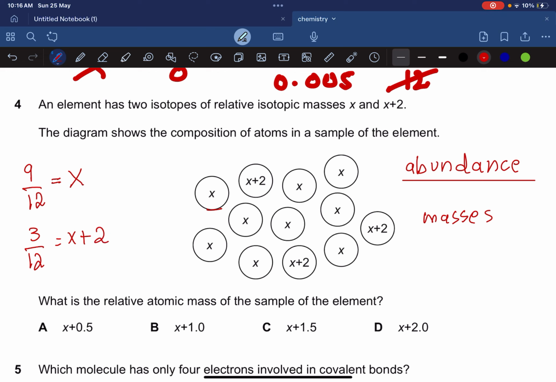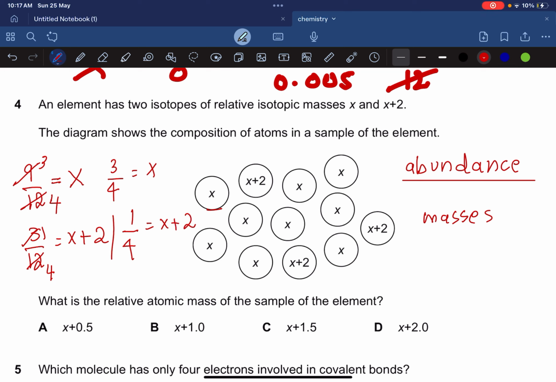So what do you understand by here? By looking at this, if you cut this out, that's going to be 3 upon 4. Take care, 3 upon 4, and this is going to be 1 upon 4. So 3 upon 4 of your sample is x, and 1 upon 4 of your sample is x plus 2.